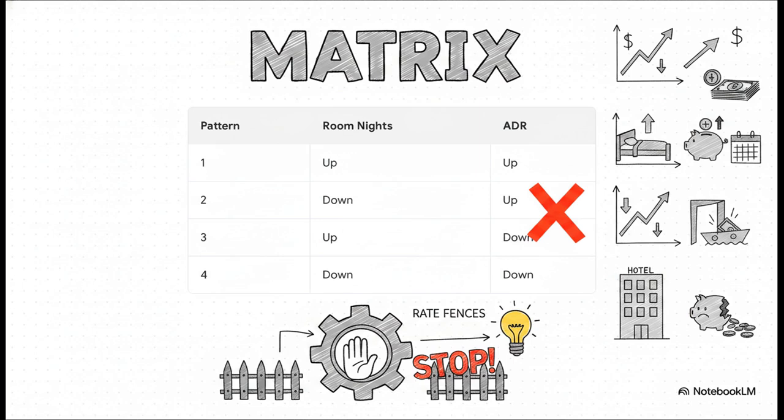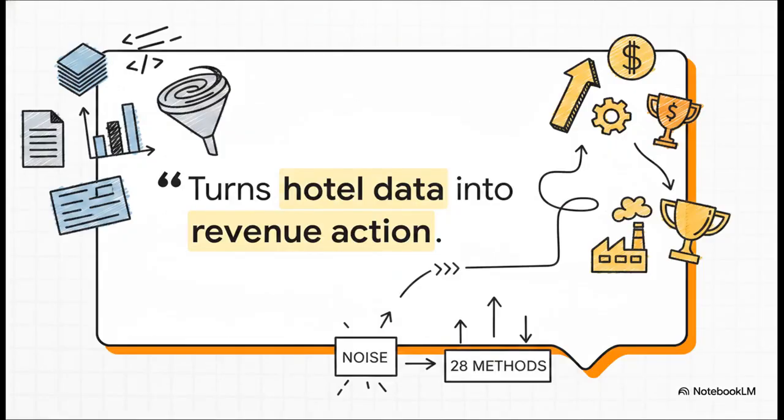For example, if room nights are up but ADR is down, you might actually be filling up way too early with low-value wholesale business. The date might look great on occupancy, but you're bleeding potential revenue. The matrix catches that instantly. It tells you to adjust your rate fences, the restrictions you put in place to protect your pricing, before it's completely too late.